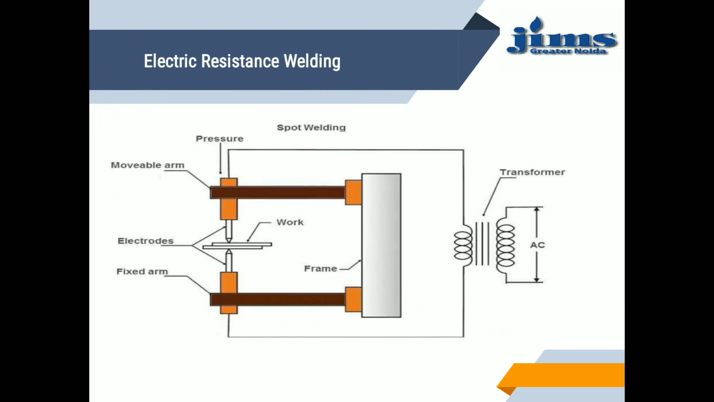As is clearly shown in the diagram, the two arms, one movable and another fixed, are connected to a transformer from where current is supplied. An electrode is connected to each arm, and these electrodes, with the help of current and pressure, join the two workpieces along a spot, or it can be along the whole seam joint.